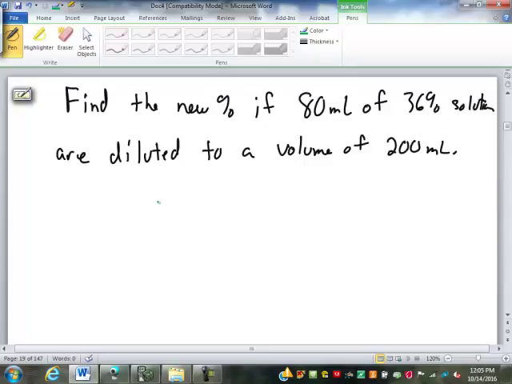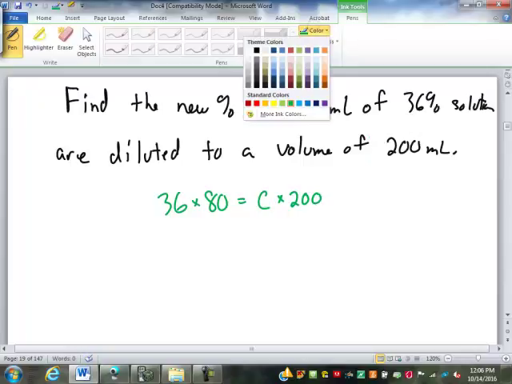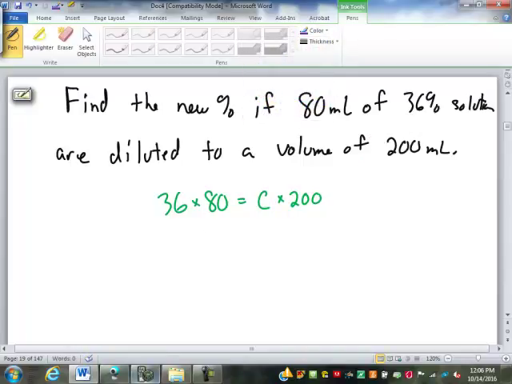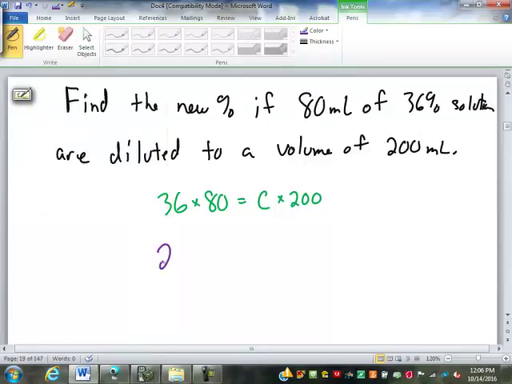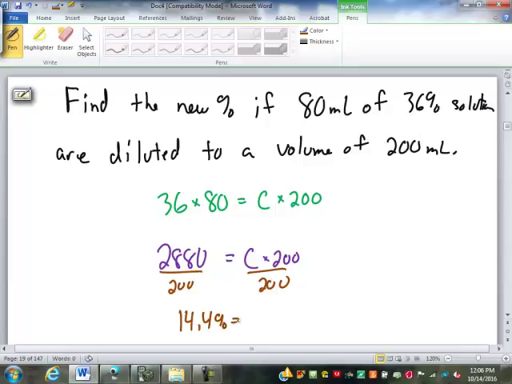We have the original percent, 36% times 80 milliliters. And that's going to equal our new percent times the 200 milliliters, that new volume. So 36 times 80, 2,880 equals C times 200. And we divide by 200. 14.4% is our new percent. How are you guys feeling about all this? Not too bad?